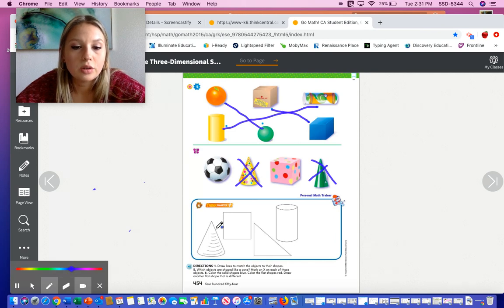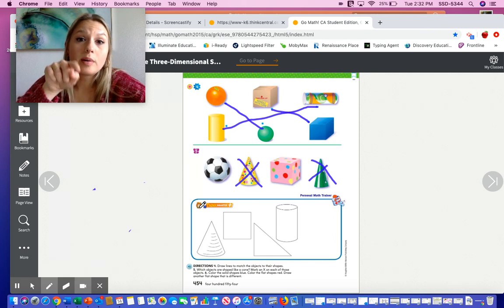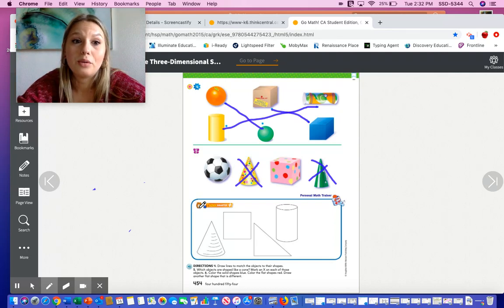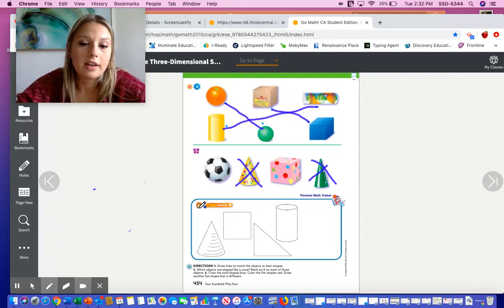solid shapes blue. So go get some crayons. If you need to pause the video, go ahead. But you're going to need a blue and a red and another color. So just go get a box of crayons. When you're ready, click play. I have my crayons ready to go.